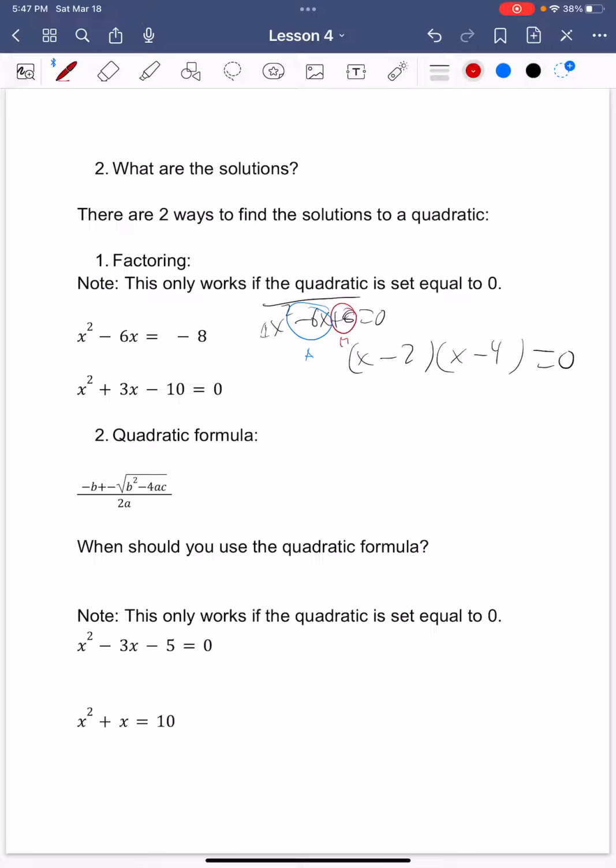And we could check to see if that's the correct factored form of this quadratic. We could just FOIL or box this out. I like foiling, so I'm going to FOIL it out. So x squared minus 4x minus 2x plus 8. That's x squared minus 6x plus 8. And that's the same thing that we had, so it works. So if x minus 2 times x minus 4 is 0, x could be either 2 or 4.